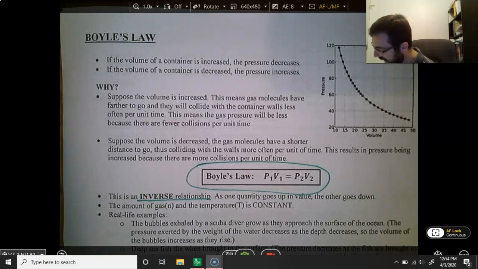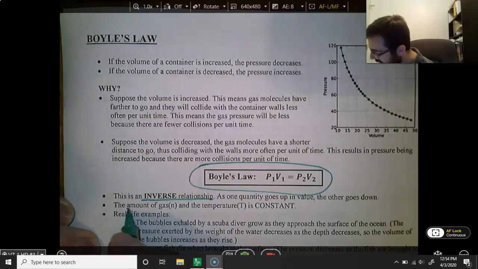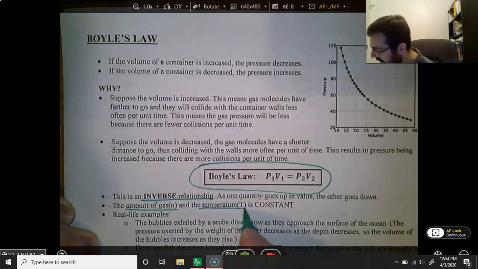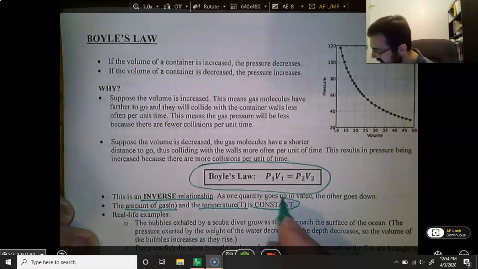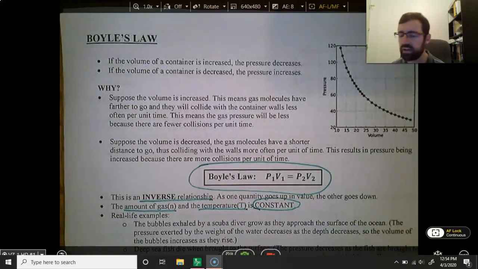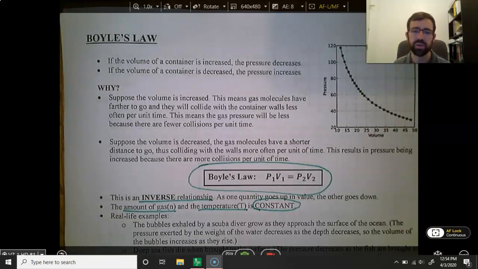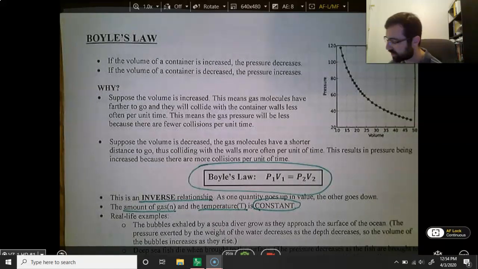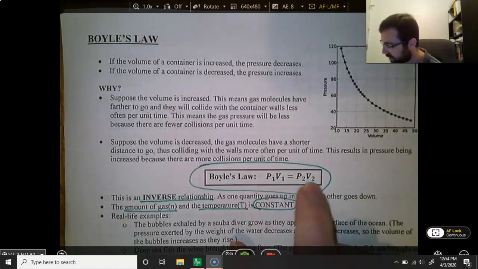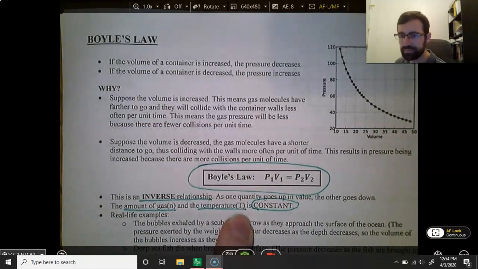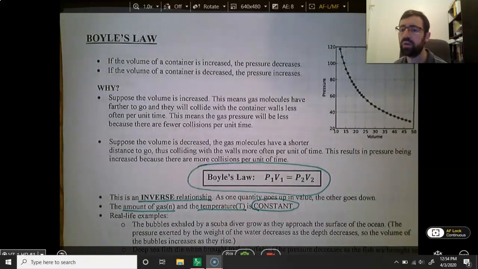And the amount of gas, which is n, and the temperature, which is T, they're constant. Constant means it does not change. Some students get this confused with standard. The words standard and constant are not the same thing. Constant just means it does not change throughout the process, so we can kind of ignore it. That's why the equation only has pressure and volume in it, because moles and temperature are not changing, so we don't have those variables in this equation.